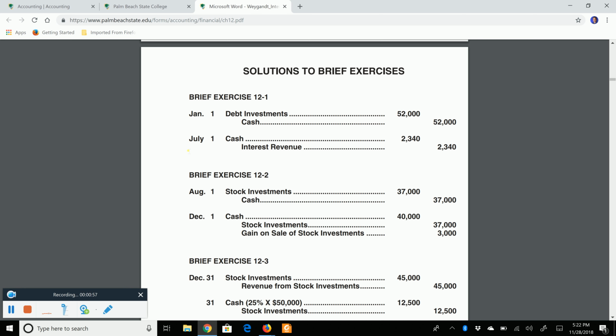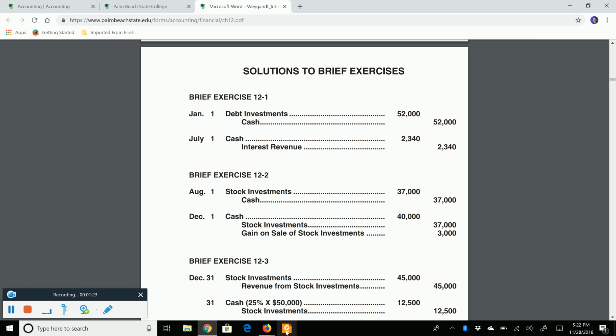Now, on the flip side, there will be an individual or another company buying the stocks or bonds of an organization. And when an individual or a company buys the stocks or the bonds of another company, they are actually recording an asset. And that asset is going to be recorded as an investment.